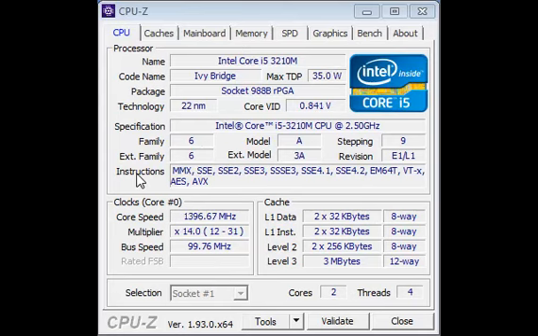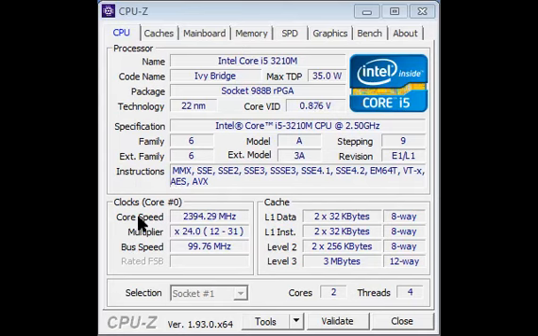Instructions. It refers to the instruction set that the processor is capable of running. This is the basic set of commands or instructions the processor is capable of understanding. In this case, the processor supports MMX, SSE family, EM64T, VT-x, AES, and AVX.